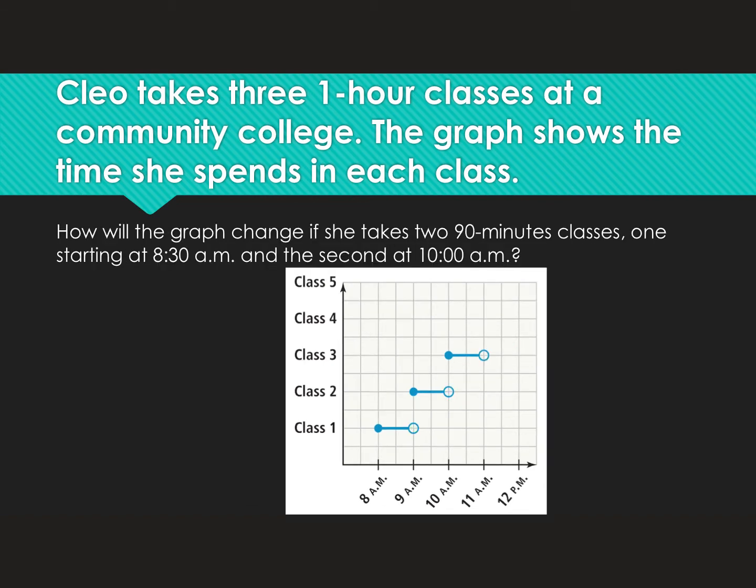What about this? How would the graph change if she takes 2 90-minute classes that start at 8:30 a.m. and 10 a.m.? So her 8:30 a.m. class would start right here. Go for an hour and a half. And then her next class starts at 10. Start right there and go an hour and a half. Okay, so that's what that would change to.